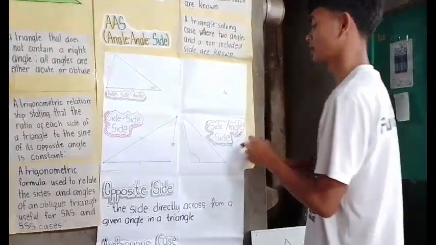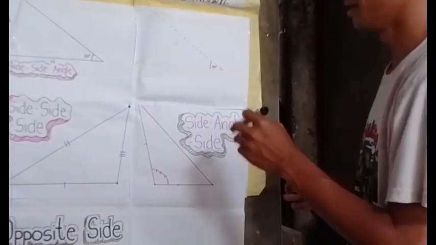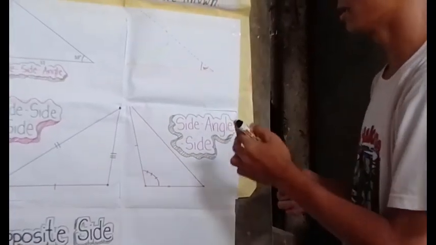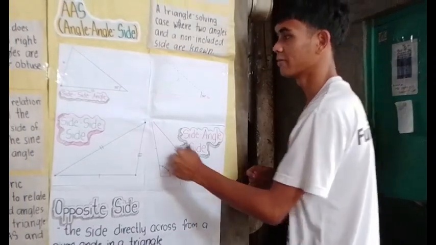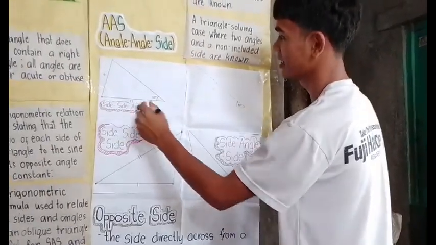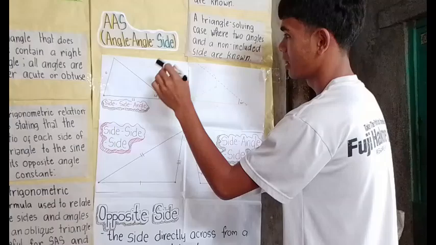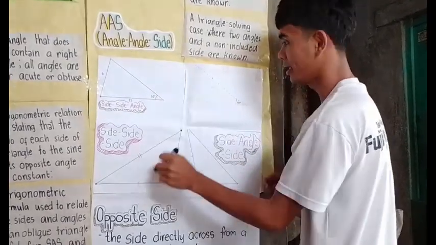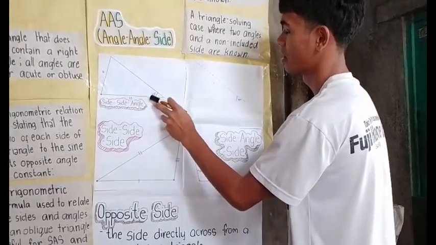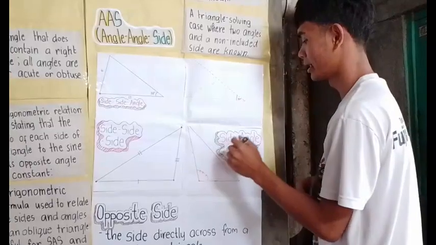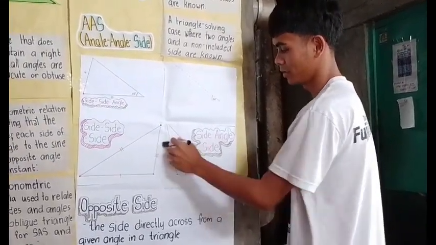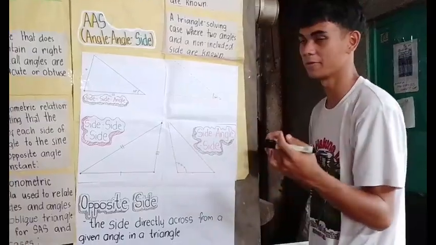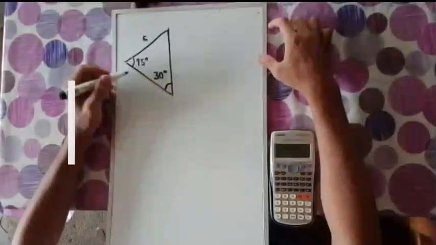Then we have side-angle-side. This one means that two sides are given and one angle is given. This is different from side-side-angle because SSA has one non-included angle, while side-angle-side has one angle included between the two sides. So that is the difference between all of those cases.